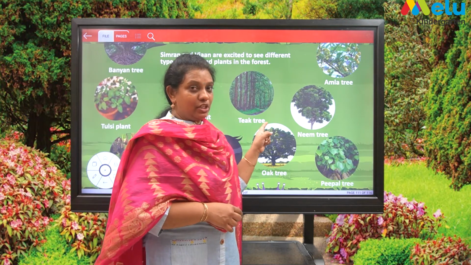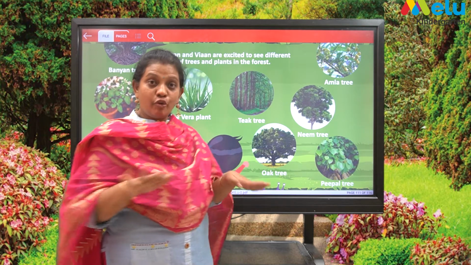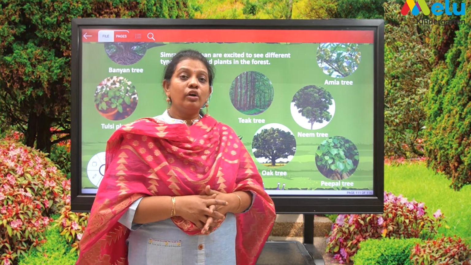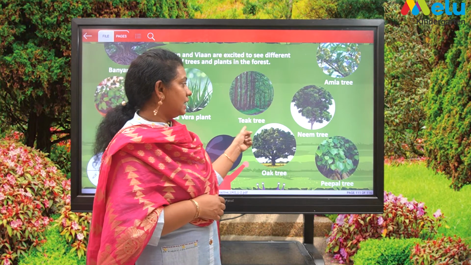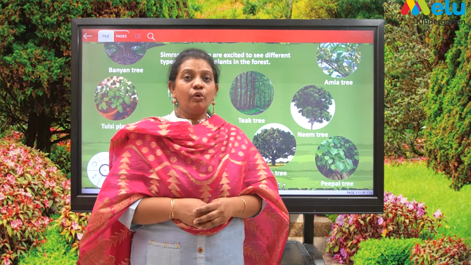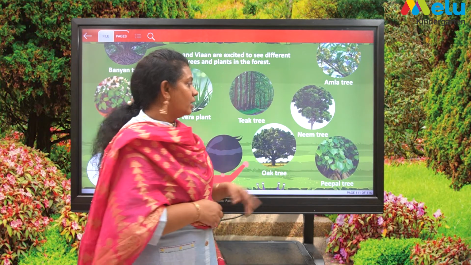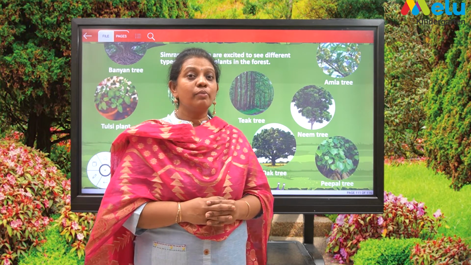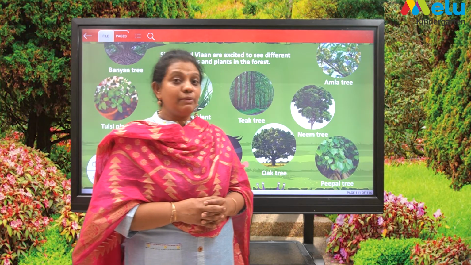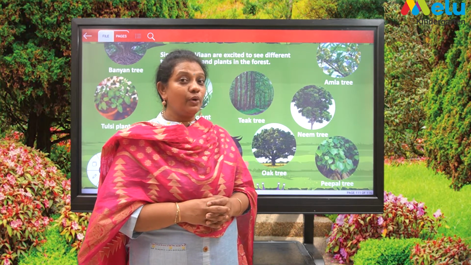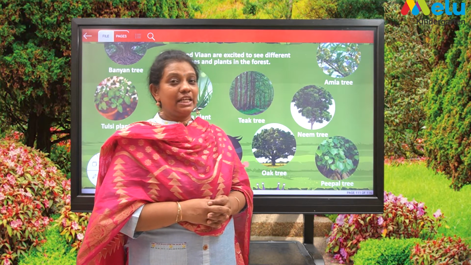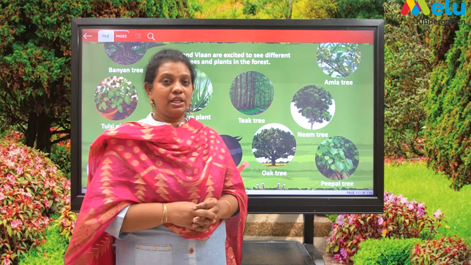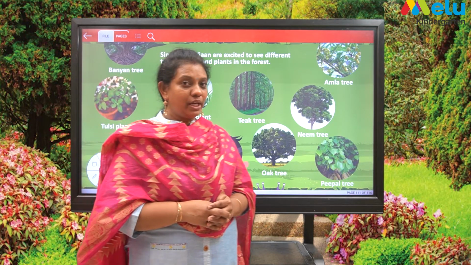Teak tree. So the tables and sofas, from where do you get them? With the wood of teak. So this is called teak tree. They grow very tall. And this is a neem tree. Yes, neem tree also you might have known, right? The neem flower will be used in Ugadi Pachadi, right children? Yes, and you can see these neem trees in and around your house, definitely. You can check with your parents and see.